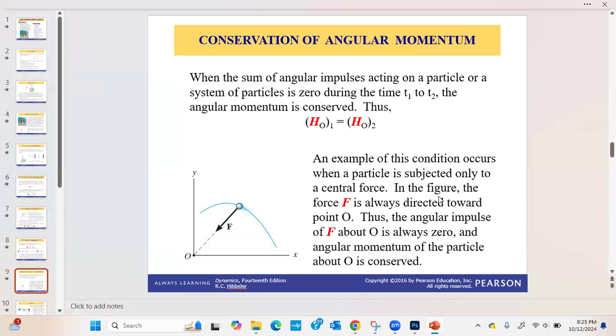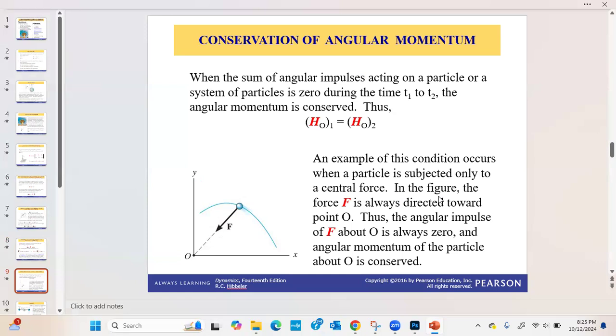If all of those impulses, however, sum to zero, we get the conservation of angular momentum, such that the initial equals the final. And you would see that when, for example, the forces on the particle were all acting towards that point about which we're finding a moment. Because there's no moment arm on that force, it creates no extra moment.